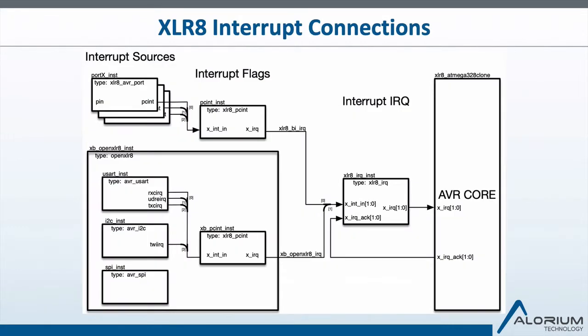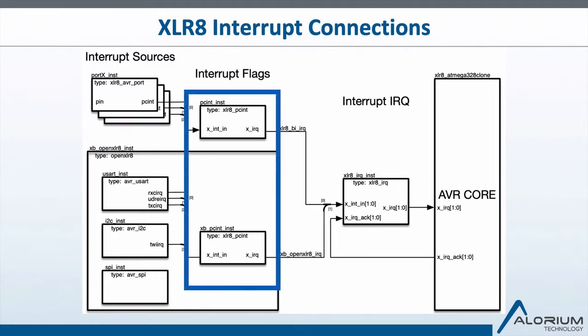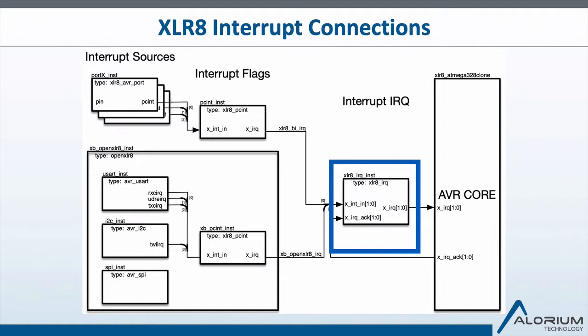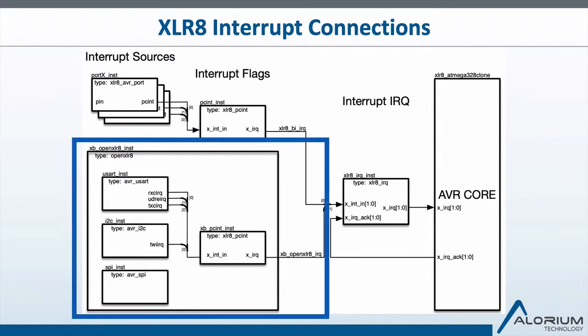Here we see a high-level block diagram of just the interrupt connections in OpenXLR8. At the lowest level, we have interrupt sources, either from the ports where we have pin change interrupts being generated, or from custom modules inside of the OpenXLR8. Those interrupts are then forwarded up into the pin change interrupt or PCInt blocks, which store the state of those interrupts. And those then generate IRQs, which are sent to the IRQ module, which interfaces to the AVR core. We basically have two branches to this hierarchy. One is for pin change interrupts that generate the built-in IRQ. The other is for interrupts coming from inside the OpenXLR8 module, which generates the OpenXLR8 IRQ.